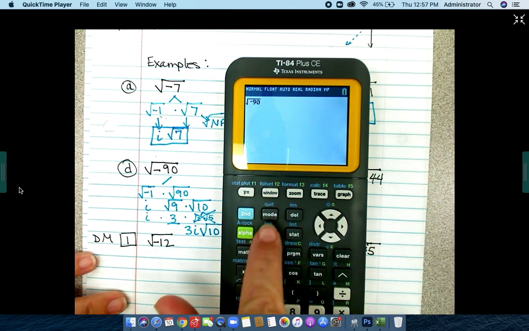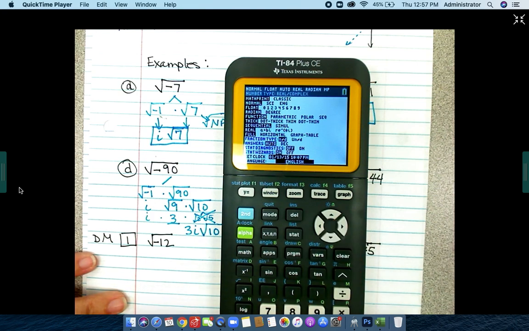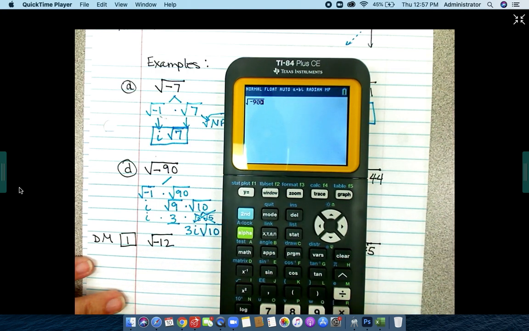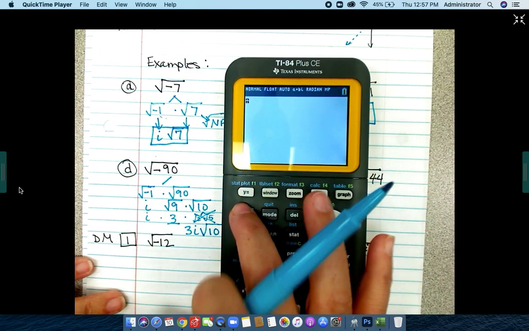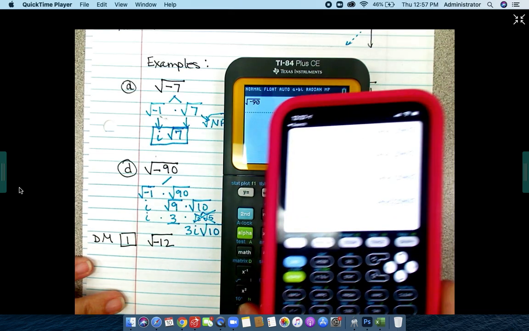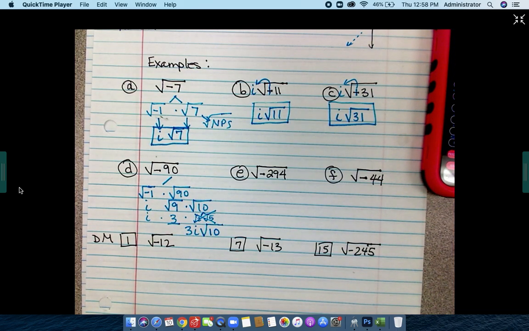So I want to hit this mode button, go down here to where it says real, and change it to a plus bi, which, if you recall from your notes, the first day we did math in this course, we said that's the form of a complex imaginary number, a plus bi. So now when I hit enter, my calculator will understand it. Didn't even need to retype it. So notice, just like we got before on the app on our phone, we get the same answer. Okay, so I just wanted to give you that heads up in case you were using that type of calculator.